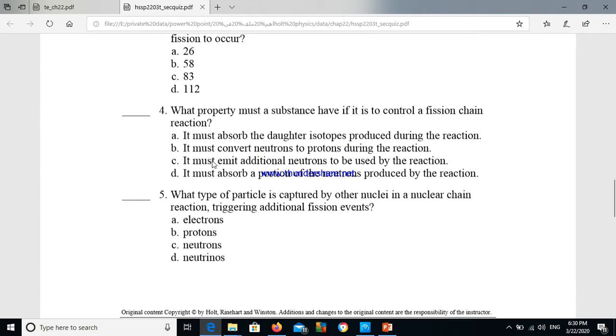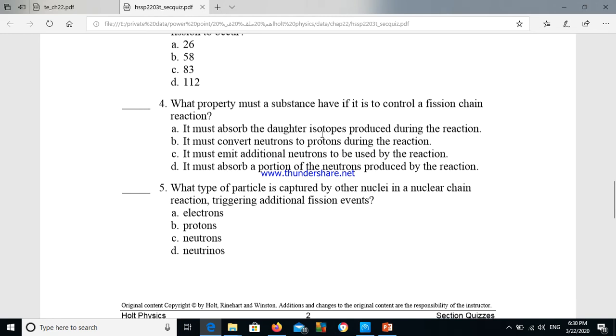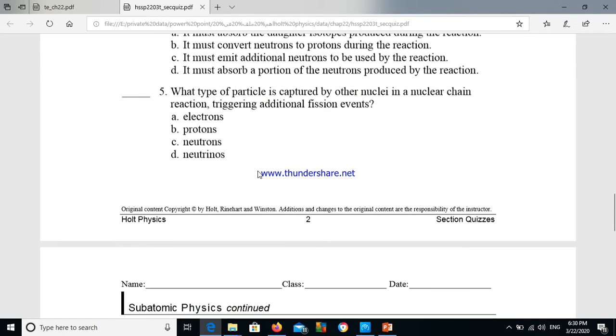Question 4. What property must a substance have if it is to control a fission chain reaction? The answer: it must absorb a portion of the neutrons produced by the reaction. The answer D. Question 5. What type of particle is captured by other nuclei in a nuclear chain reaction, triggering additional fission events? The options are electron, proton, neutron or neutrino. The answer C, neutrons.